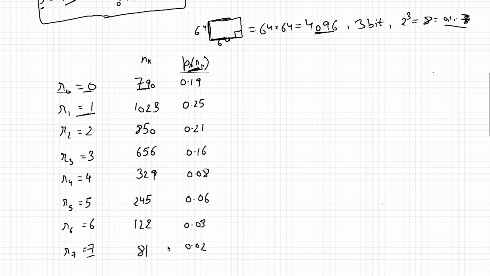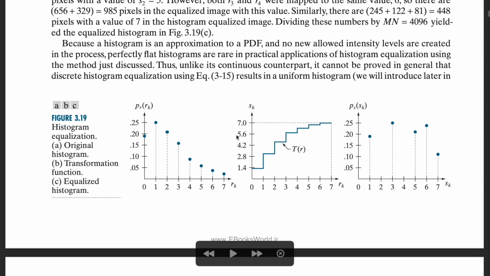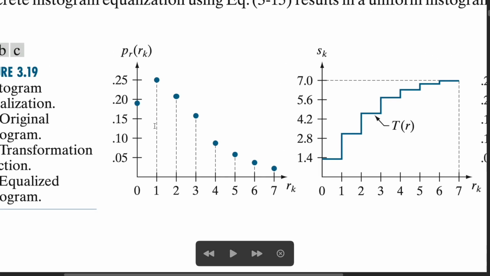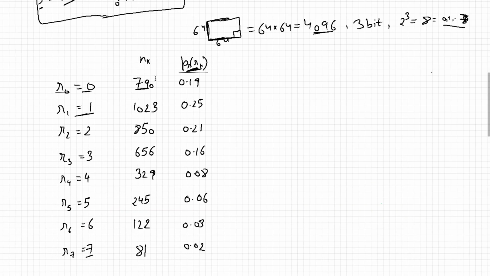Once we have these values, we can have a very good plot of this. We can plot a histogram. Given in the book, this is how the histogram would look. Again, it's no rocket science, we just plot the value of P of R of 0 here. P of R of 0 was 0.19, so we plot 0.19, then for R of 1 we plot 0.25, and similarly like this.